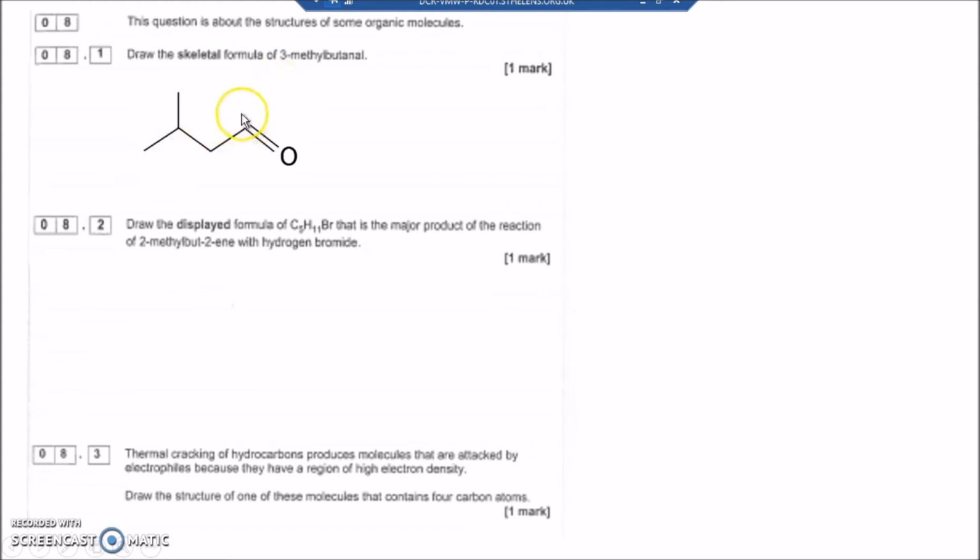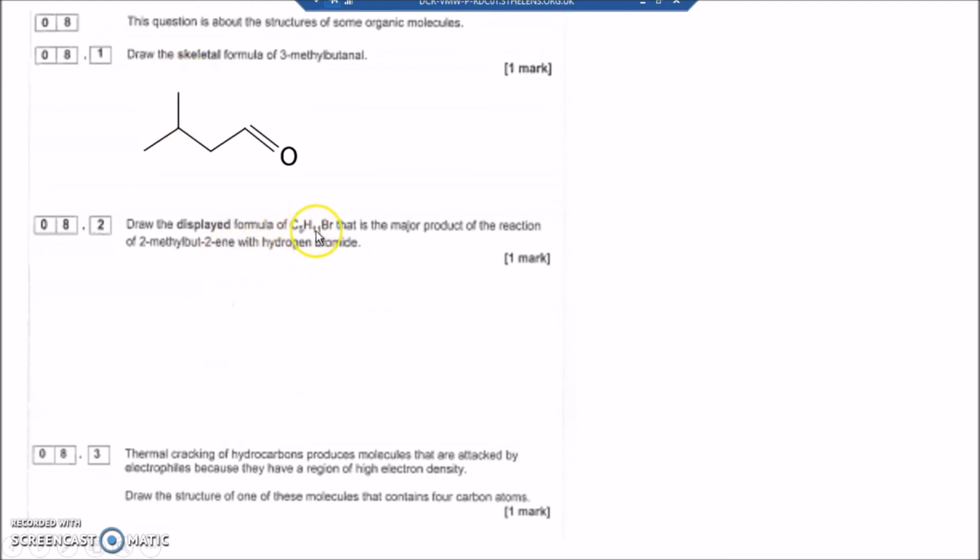But one thing you need to recognise is that this aldehyde group is at the end of a chain, so that's always carbon number 1. So your methyl group's at carbon number 3. 1, 2, 3, and there's your methyl group. It can either go up or down, doesn't really matter. And that's your carbon, not showing its hydrogens, of the methyl group.